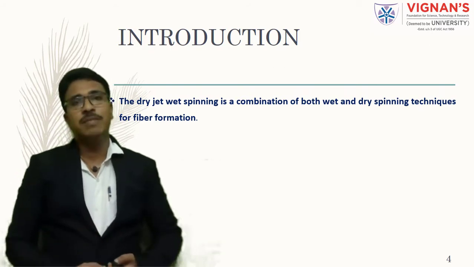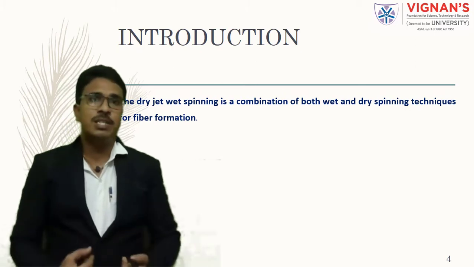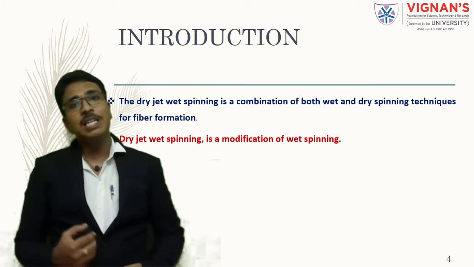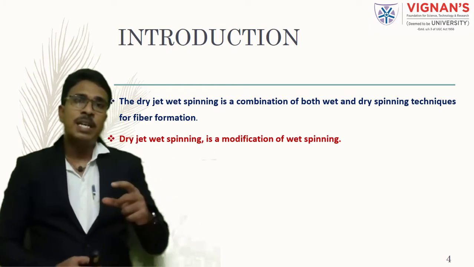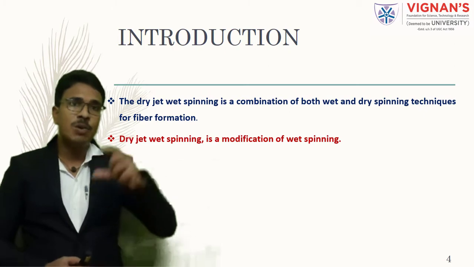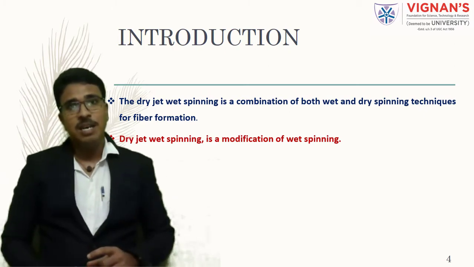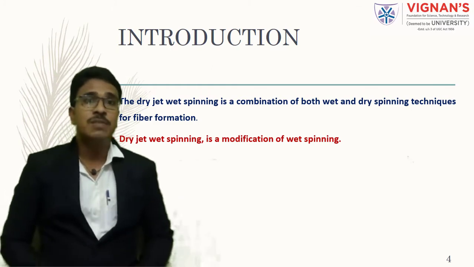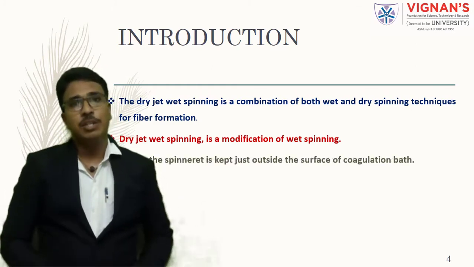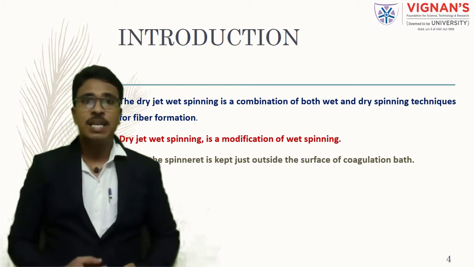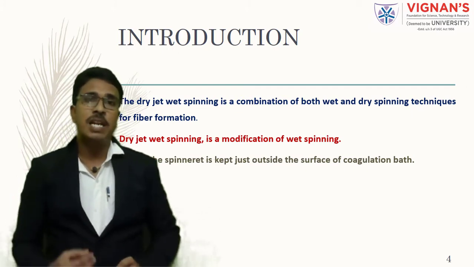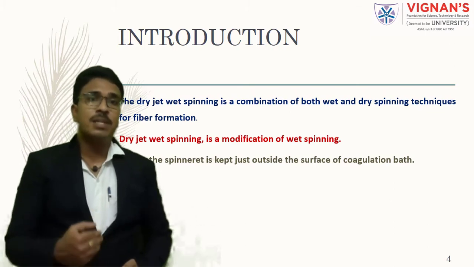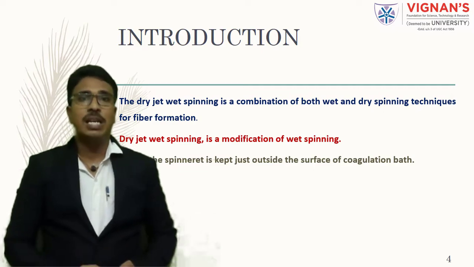When it comes to dry jet wet spinning, it is a combination, so here we can see the dry spinning as well as wet spinning. In dry spinning, the spinneret is not kept inside the coagulation bath, while in wet spinning there should be a coagulation bath. So both things we can see in this dry jet wet spinning process. That's why it is said to be a combination of dry spinning as well as wet spinning. Here the spinneret is just kept outside the surface of the coagulation bath.